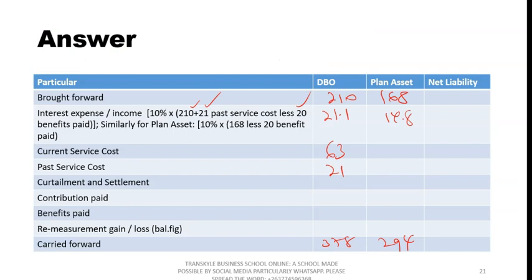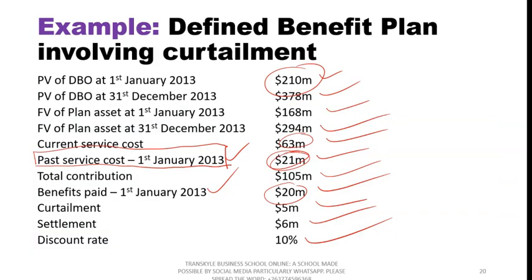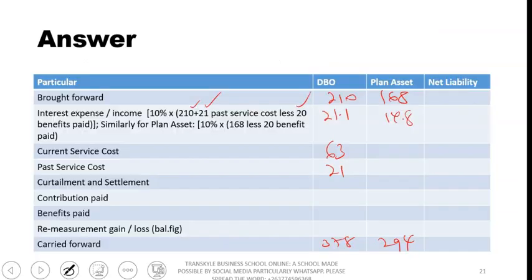Then the curtailment and settlement. We are told that there is curtailment of 5 million and settlement of 6 million. So that's 5 and 6. Curtailment, remember, is a significant reduction in the employees, right? And it is in two forms. There could be curtailment without paying, and then curtailment with paying. That's when we have the issues to do with settlement.